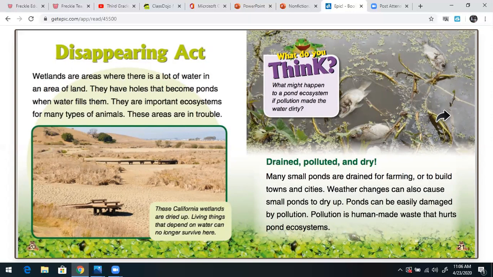So just like we learned last week for Earth Day, polluting is bad, it can hurt ecosystems especially.